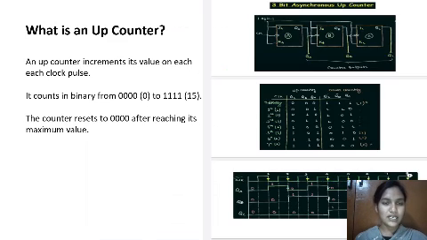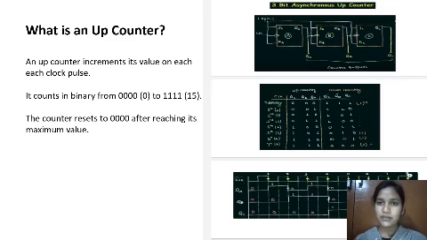So what is an up counter? An up counter increments its value on each clock pulse. It counts in binary from 0000 to 1111, that is 15 in binary is 1111. The counter resets to 0000 after reaching its maximum value.